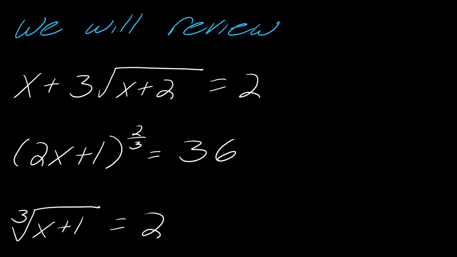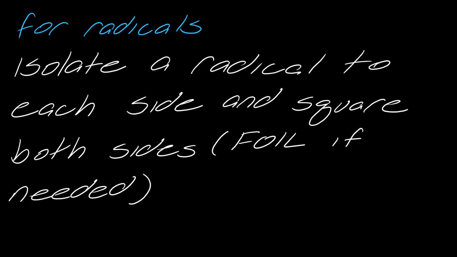Okay, so for radicals, in general, what you want to do is you ideally want to isolate a radical to each side or to one side. So it depends on how many radicals you have, but if you have two radicals, you want to just isolate one to each side. And if you have one, isolate the radical to one side and then square both sides. And watch out, you might have to FOIL. So that's like the general strategy, but this can get kind of complicated. So I'm going to show you a few examples.